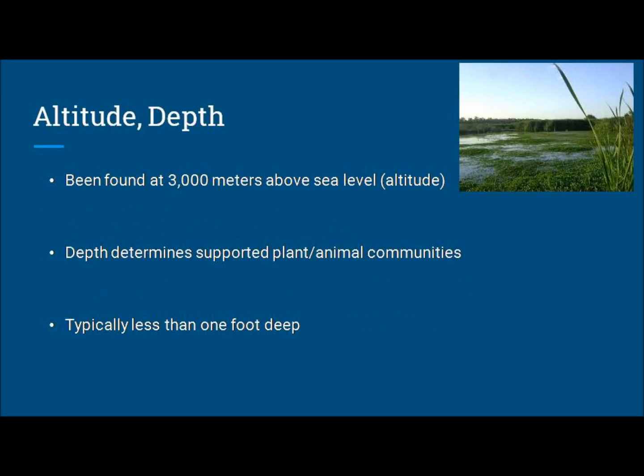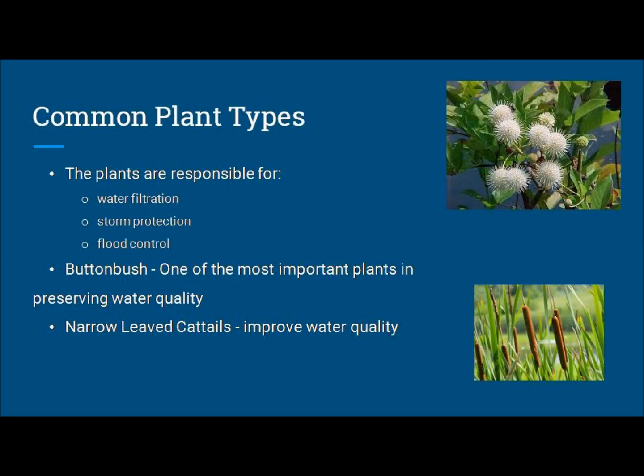The altitude and depth of the wetlands vary depending on its location throughout the world. They typically have a depth of less than 1 foot. The depth determines what kind of plant and animal communities can be found. There have been wetlands discovered at 3,000 meters above sea level.